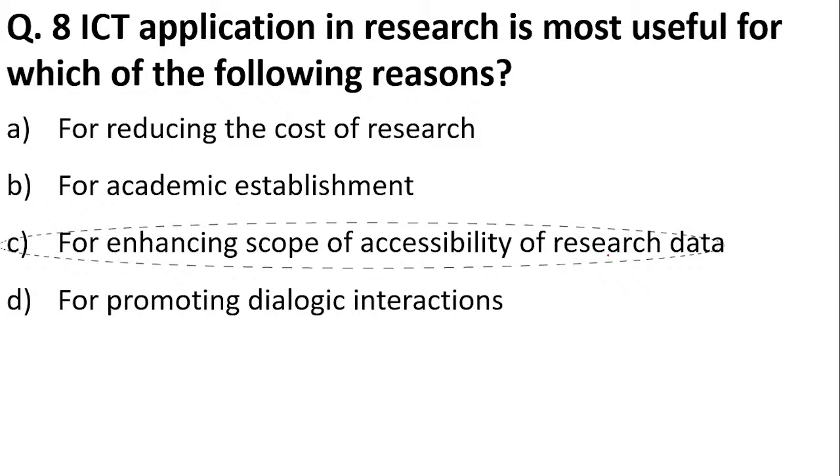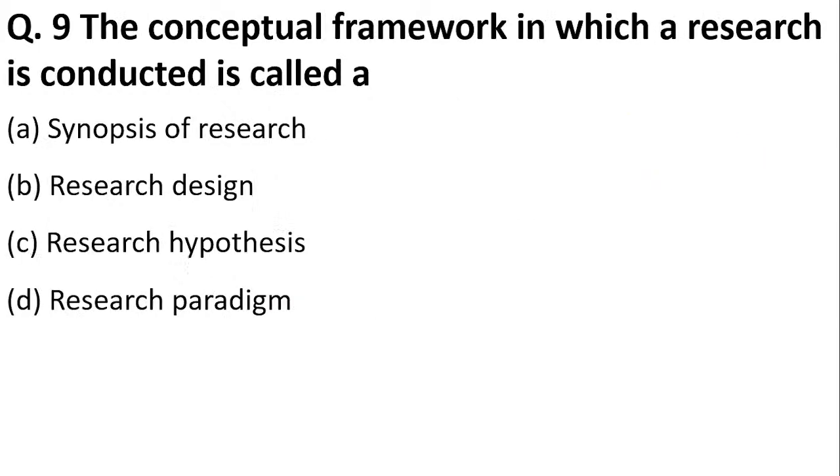As you all know, there are thousands or lakhs of people who do research, and if they write some research paper, and those papers are available to you on a particular website or an application, it will be easily accessible. So ICT is very helpful in increasing the accessibility. All the research papers and information, if they are available on the internet, you will be able to access them very easily. So ICT application in research is used for enhancing the scope of accessibility of research data, right? Let's see the next question.